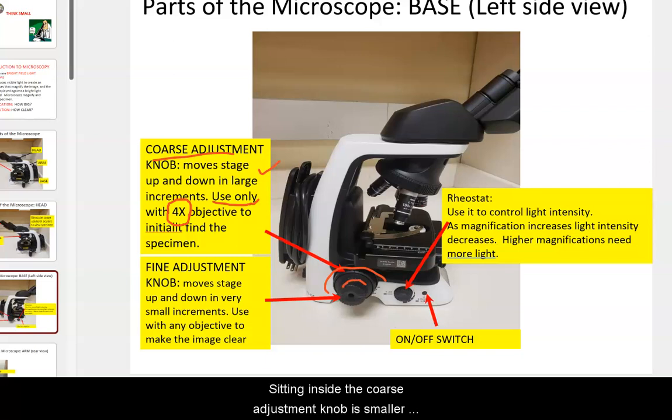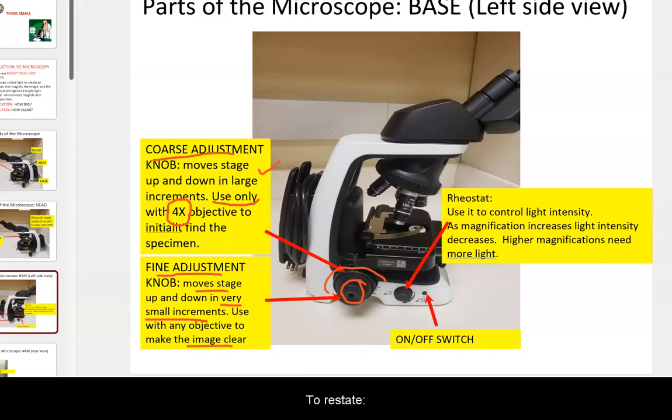Sitting inside the coarse adjustment knob is a smaller knob called the fine adjustment knob. When we rotate the fine adjustment knob, it also moves the stage up and down, but it does so in such small increments that we don't see the stage moving. We use the fine adjustment knob with any of the objectives after we find the specimen when we're trying to make the image clear.